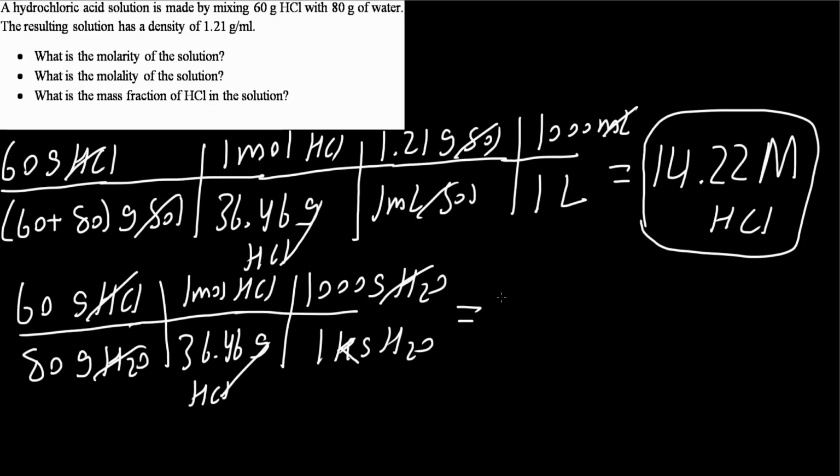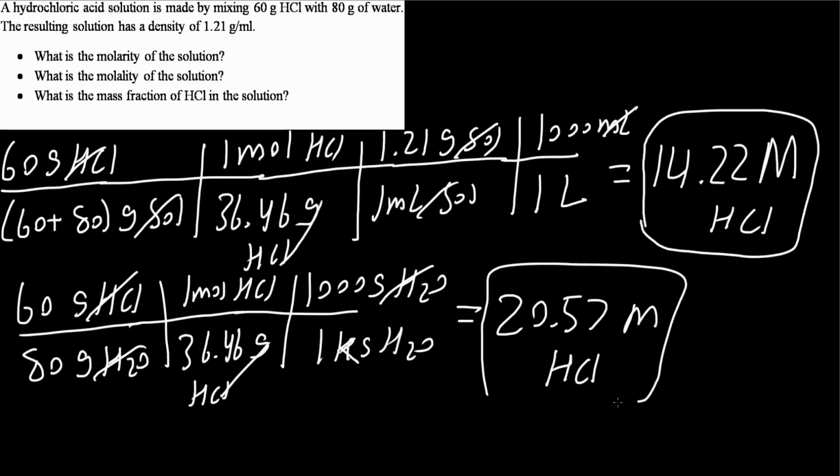If we multiply everything out, we would get 20.57 lowercase m to represent molality. So we can box in this answer.